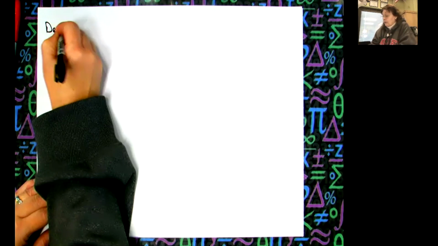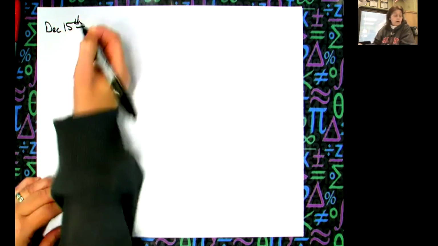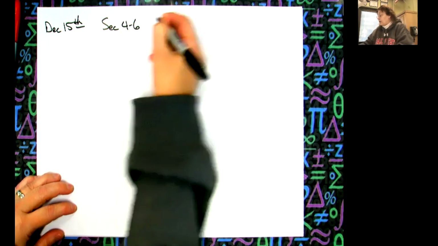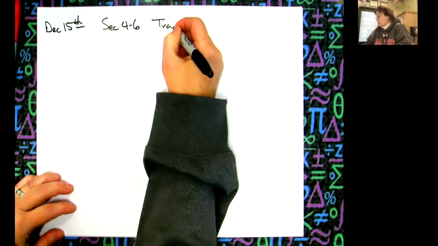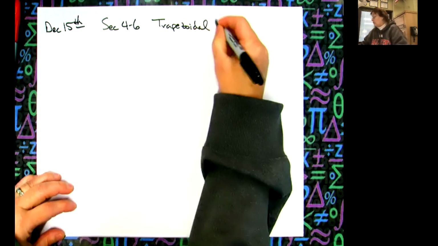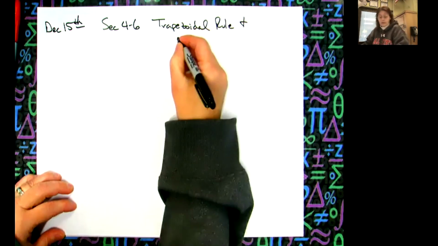Drawing good. All right, so December 15th. And I think this is section 4-6 in our book. We're going to do the trapezoidal rule, and we're going to take a look at Simpson's rule.